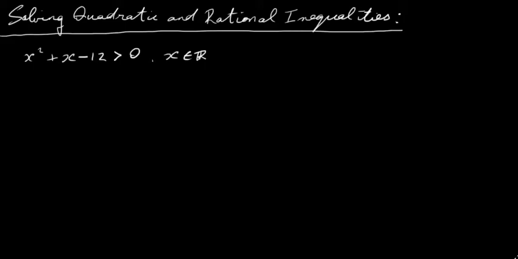We're going to have a look at solving quadratic and rational inequalities. I'm going to start off with this quadratic trinomial inequality here. It's x squared plus x minus 12 greater than 0. And x here is going to be an element of the real numbers.